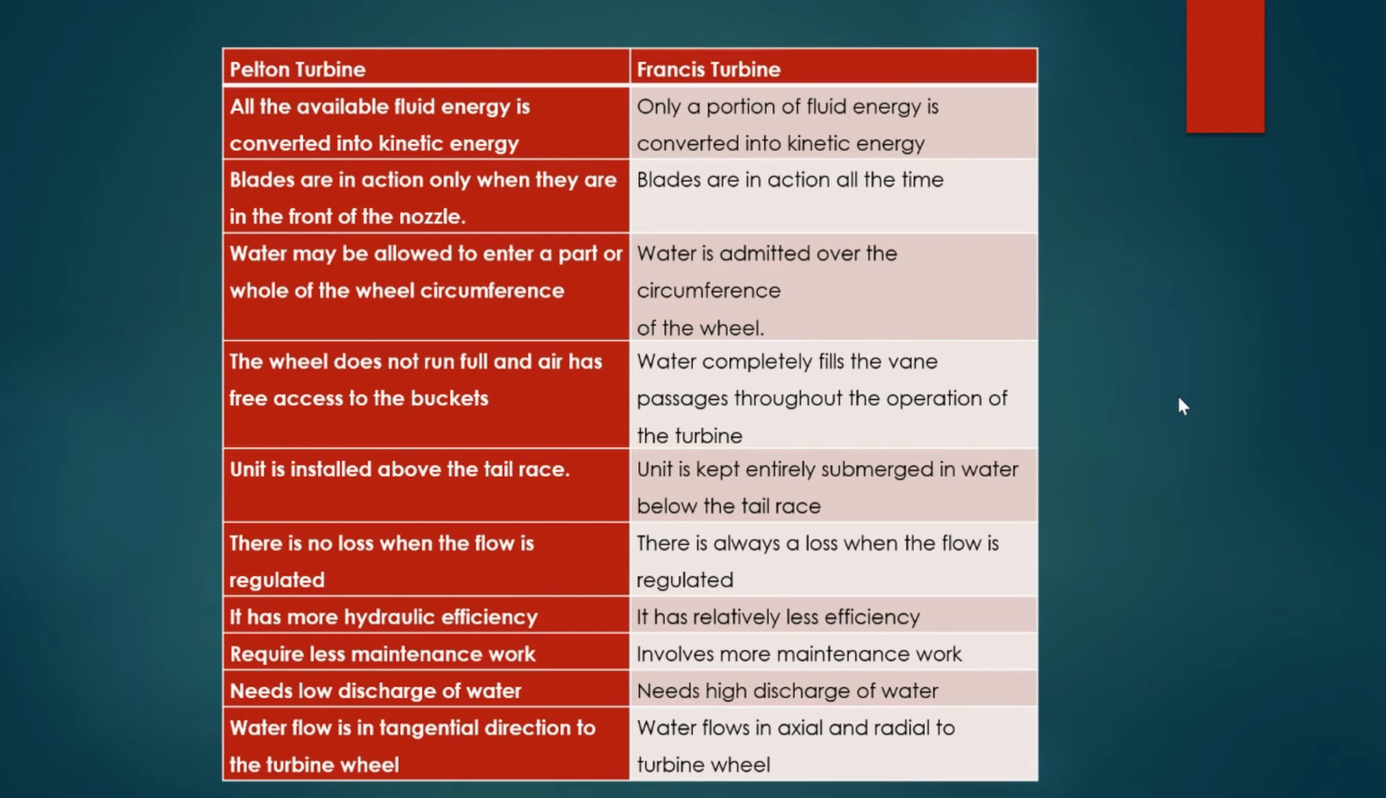It also requires less maintenance work and needs low discharge of water, opposite to the Francis turbine where it needs high discharge of water. And last but not least, water flow is tangential to the turbine wheel, while for Francis turbine, the water flow is axial and radial to the turbine wheel.